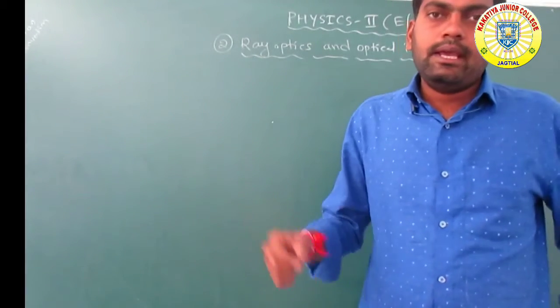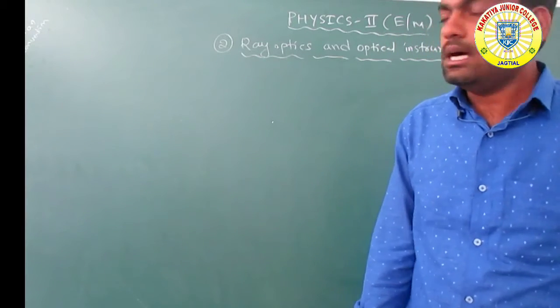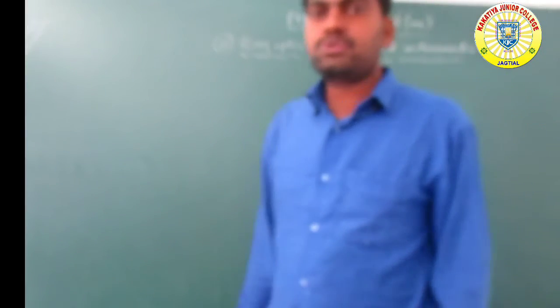So the topic is the seventh chapter, moving charges and magnetism, and how to convert a galvanometer into an ammeter, and how to convert a galvanometer into a voltmeter. We discussed that in the last class. Today we discuss another chapter, that is ray optics and optical instruments.